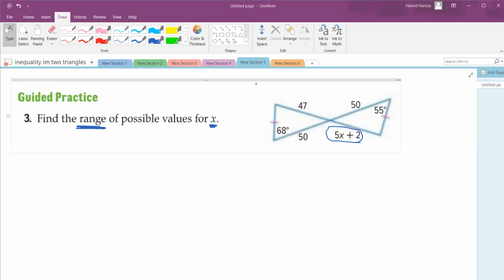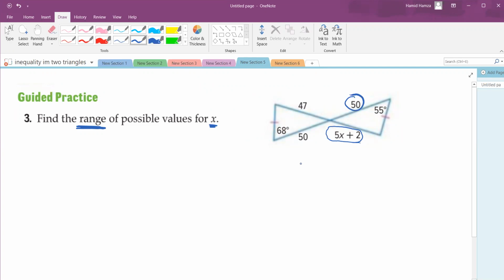Remember, guys, we want two congruent sides. If you take this 50, where is the other congruent one? We will have this one and this one. Where is the other? 50 and 47. So they are not congruent. We don't want that.